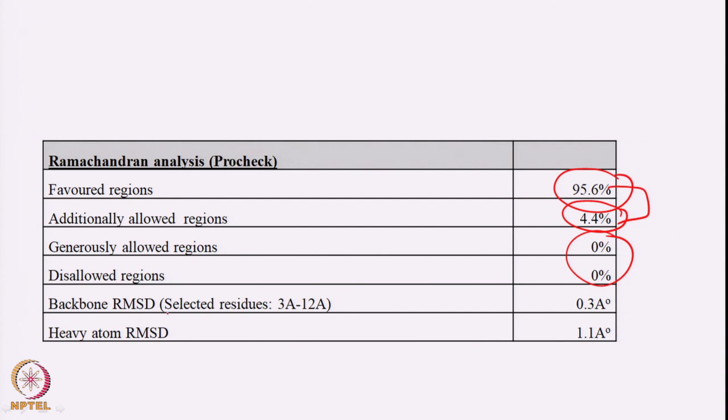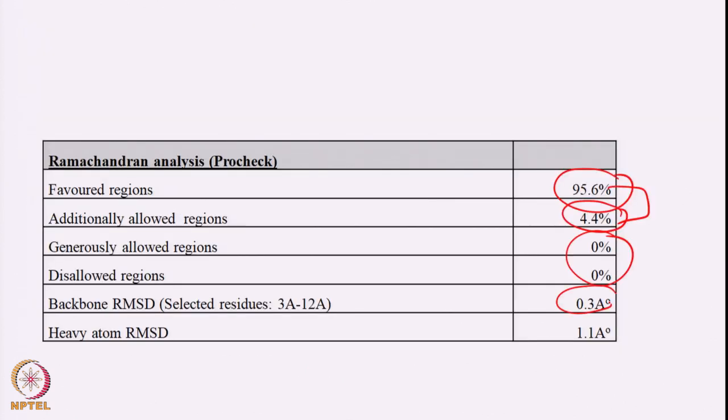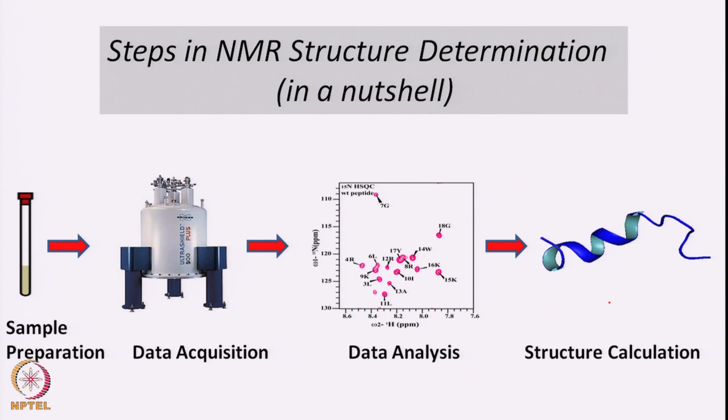And RMSD is root mean square deviation, so the deviation of the C alpha atoms of those 20 amino acids is very minimal. That means the structure that has been solved is very, very coherent, and you can see it from here. All these structures seem to be overlapping on top of each other. These are 10 minimum energy structures. Okay, so if you do that, we have the final structure determined.